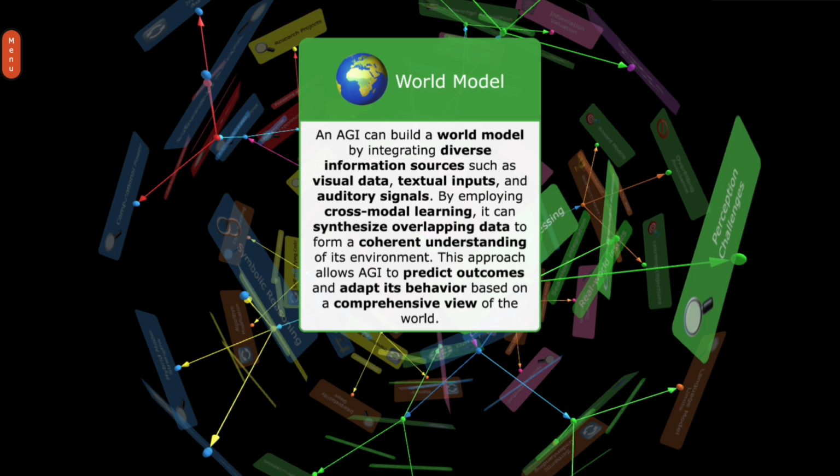An AGI can build a world model by integrating diverse information sources, such as visual data, textual inputs, and auditory signals. By employing cross-modal learning, it can synthesize overlapping data to form a coherent understanding of its environment. This approach allows AGI to predict outcomes and adapt its behavior based on a comprehensive view of the world.